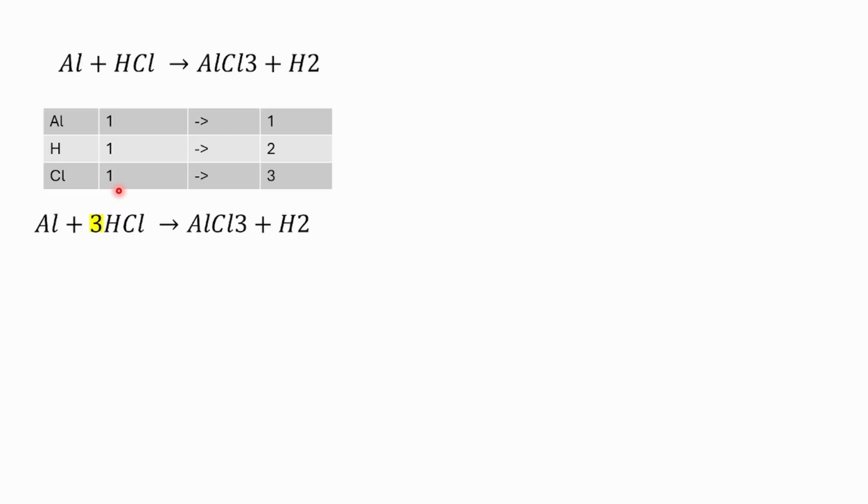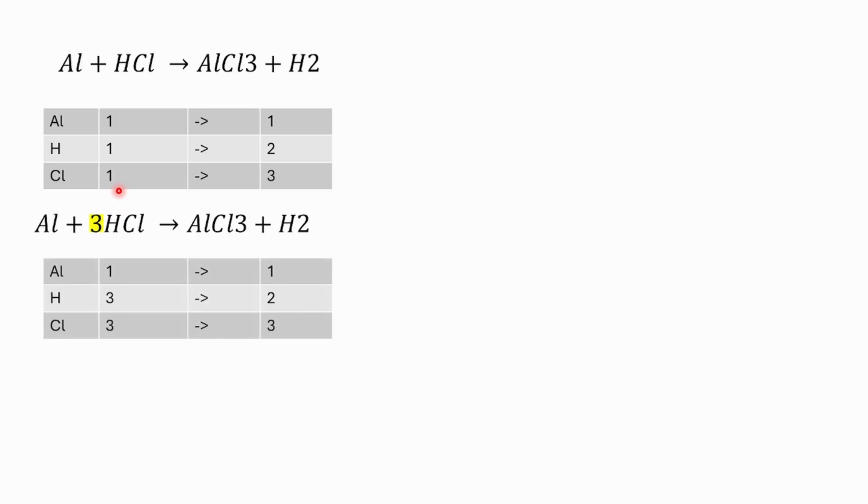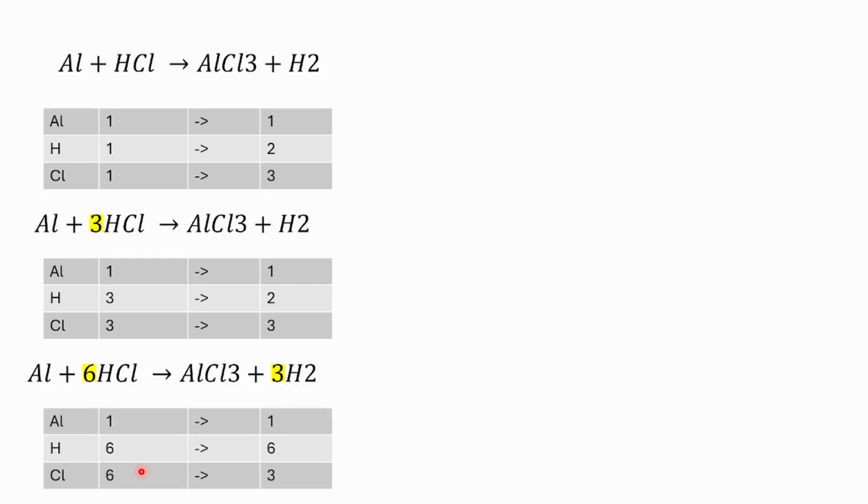So that gives us 3 chlorine and 3 chlorine balanced, but it also multiplies our hydrogen. So we have 3 hydrogen and 2 hydrogen. We need to find the least common denominator, which is 6. So we go back and multiply our hydrochloric acid and our hydrogen gas on both sides. So that gives us 6 hydrogen. 6 hydrogen evens it out, but it also multiplies our chlorine again. So we have 6 chlorine instead of 3, and so it's unbalanced.